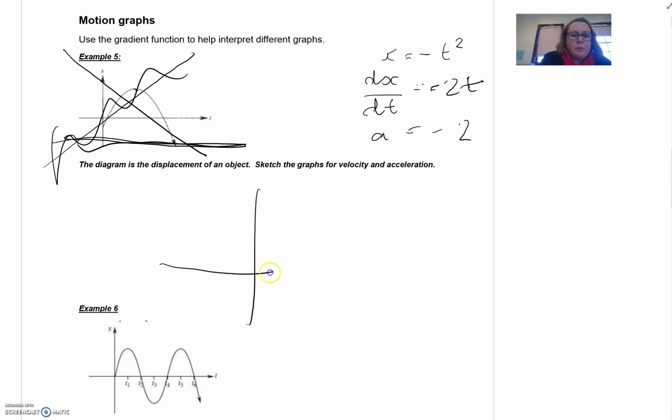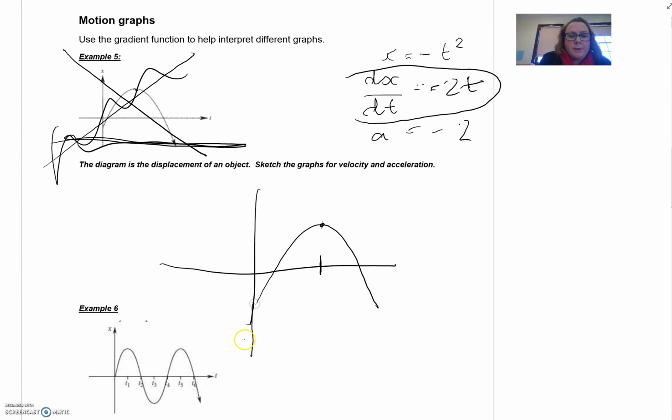So if I was to draw them better, we've got this. I know that this is the turning point, so that's where the first derivative equals 0. So it's going to be something that looks like this. This is a straight line.